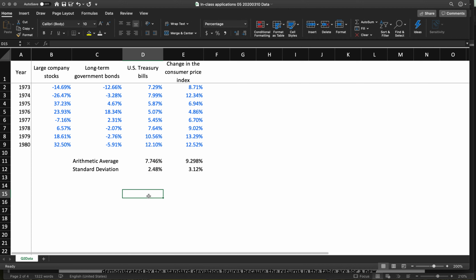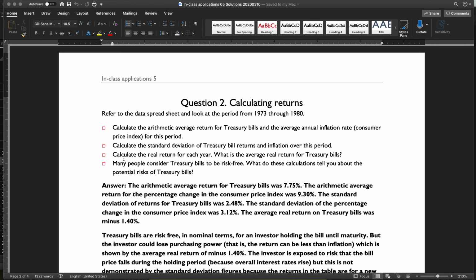Okay. Just off the bat, during the period from 1973 to 1980, T-bills made 7.7% and the CPI was 9.28. What does that tell you? Well, it means if you put $100 in T-bills, you had 107 and change at the end of the year, but you would need 109 to purchase the same amount of stuff. So what we're going to see when we do this part, the real return, is that the real return is going to be negative. So let's just do that.